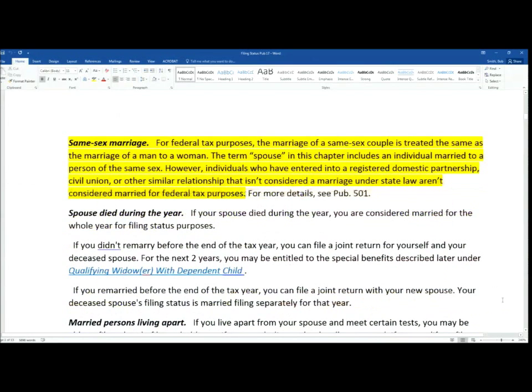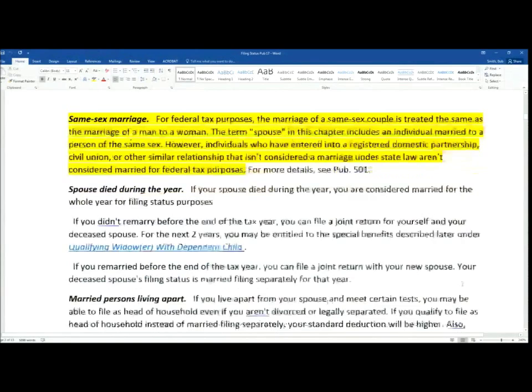Same-sex marriage, if same-sex couples are married, they are married for federal tax purposes. Okay. Now, note this though. Registered domestic partnership, civil union, etc., that is not marriage. Okay, so we've got to maybe be a little bit careful on that one.